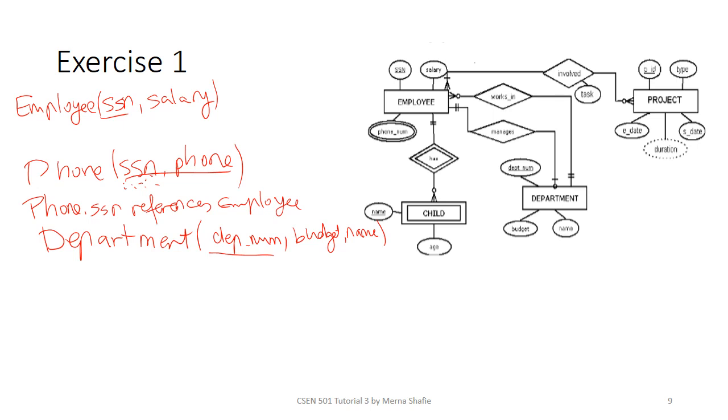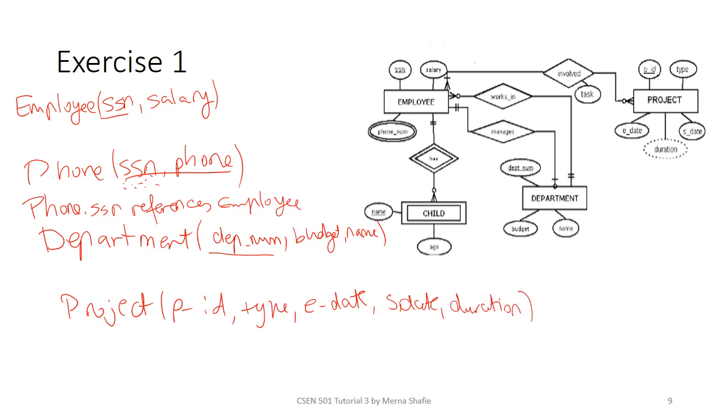And next, we will have the project entity, and its attributes are the project ID, type, E-date, S-date, and duration. The primary key in this case is PID. But duration here is not a normal attribute, it's a derived attribute, which means that it can be calculated or derived from other attributes. So we need to state all these constraints in an ERD, in the relational schema.